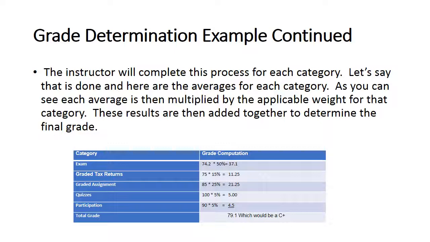Quizzes are 5%. Let's say your average on them was 100. You get a 5. And then participation, if you didn't participate in all the discussion boards, you end up with a 90 average, 5% of your grade, 4.5. I then add up all those results, and that's your final grade, 79.1, which would be a C+.